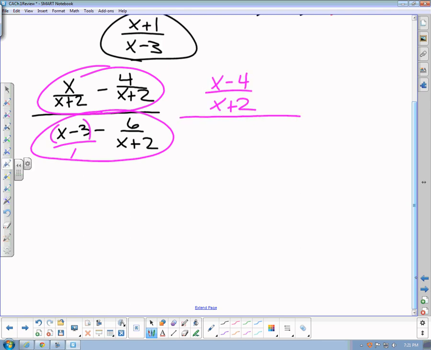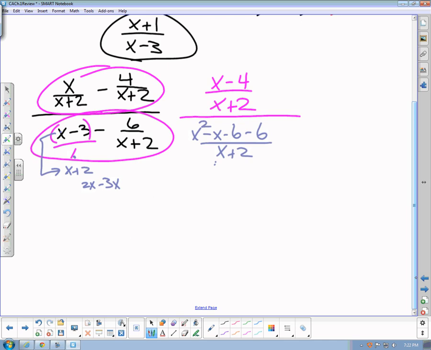Dealing with the denominator, we have a common one that is going to be x plus 2. This has to be multiplied by x plus 2 to get there, so we have to multiply the numerator by the same thing. And x times x is x squared. X times 2 is 2x. Negative 3 times x is a negative 3x, and 2x and a negative 3x makes minus x. And a negative 3 times 2 is a negative 6. The other one we do not have to multiply by anything, so it's just minus 6.